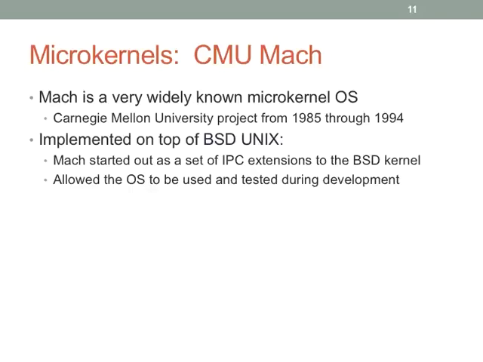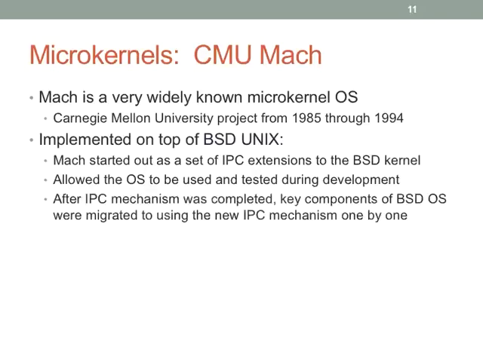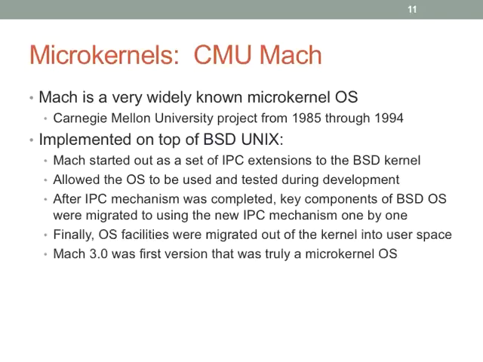So it was implemented on top of BSD Unix. It had a great approach to the problem. We'll start out adding IPC extensions, so inter-process communication extensions, to the BSD kernel, so that we can actually continue booting this operating system and using it. Great idea. After it was finished, then they started migrating facilities out of the kernel and out into user space. And so finally at Mach 3, that's when they finally had a microkernel architecture.